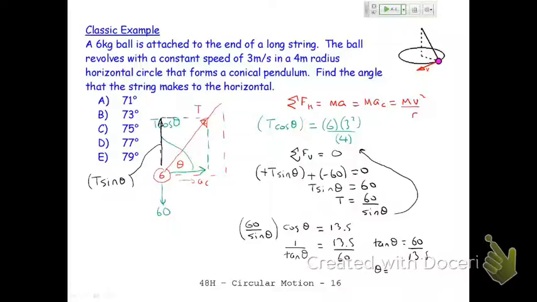Did I bring, am I a physics person? Yes! Brought my calculator today. Good guy. So that's going to be second tangent, 60 divided by 13.5. And that's going to be 77.3 degrees. Yeah, it's actually one of the answers. Pretty close anyway. 77.3 degrees.